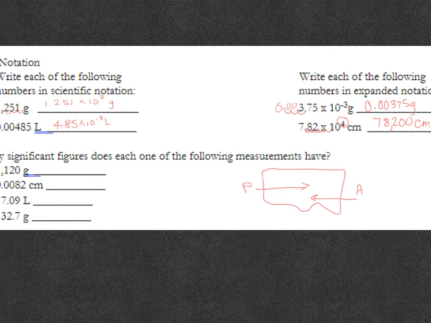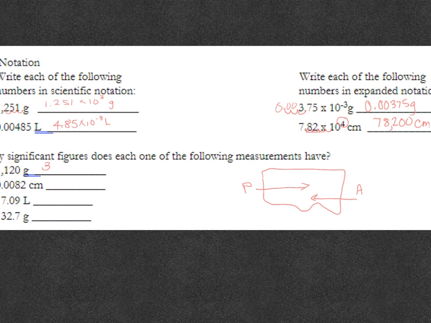So for A, the decimal is absent. So I'm going to start here, move across. I start counting at the 2, 1, 1. I have 3 significant figures, because zeros at the end never count if there isn't a decimal.